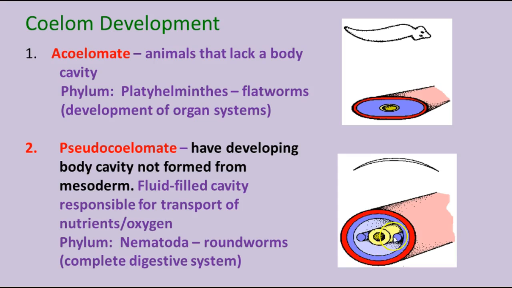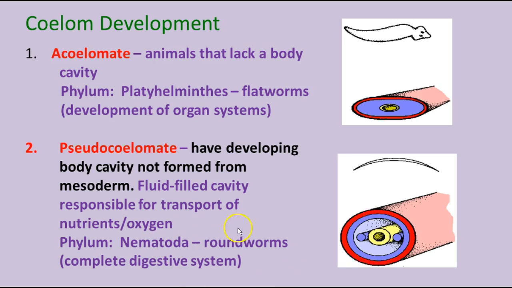These are not quite developed. They do have some space. It's fluid filled, and it's going to be responsible for the transport of nutrients and oxygen, while these flatworms or acoelomates are going to rely on diffusion, but it is still not fully formed. So we have acoelomate, no coelom or no body cavity, and we have pseudocoelomates or false coelom or false cavity.